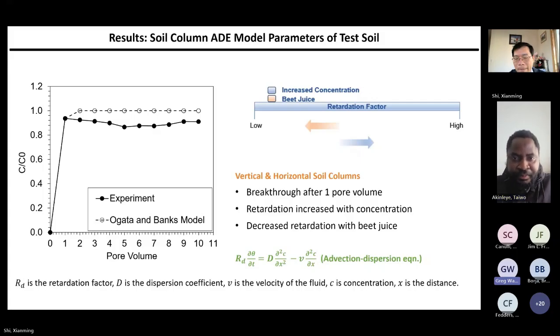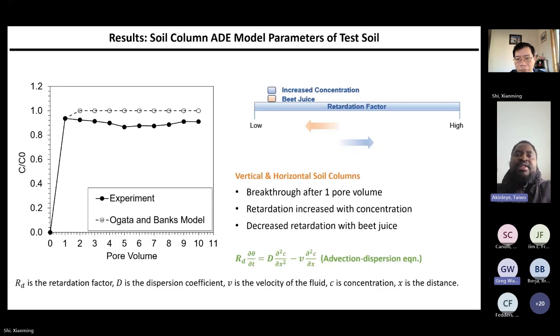So the figure on the top right is looking at two different conditions. One is once we increase the concentration of our beet juice, remember we started with 23%, but then we diluted to 1 to 30 and 1 to 90. We look at the influence of increasing concentration on the retardation factor. And what we notice is once we increase the concentration of this salt solution, you could see the arrow points to the high side of that retardation factor, meaning you expect increased interactions between the soil particle surfaces and the cations of the solute coming in.